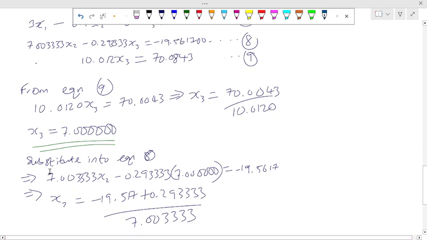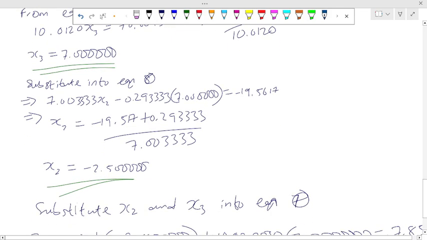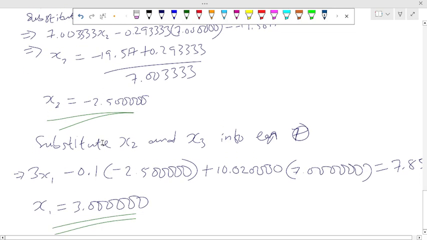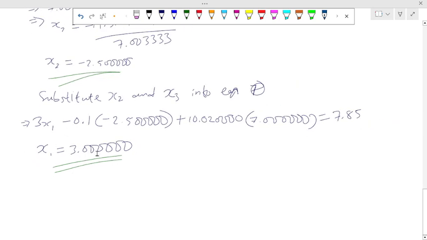So you now do what? You substitute into equation 8. So this is equation 8. Here is where we have x3. We substitute that value there. So we just simplify and we get x2 as this. Now we have x2 and we have x3. So substitute x2 and x3 into equation 7. Where we have x2, you put that x2 value. Where you have x3, you put the x3 value. And that will now give you x1 as this.